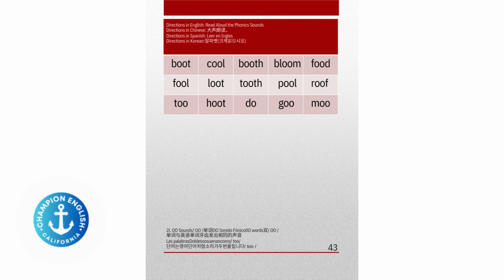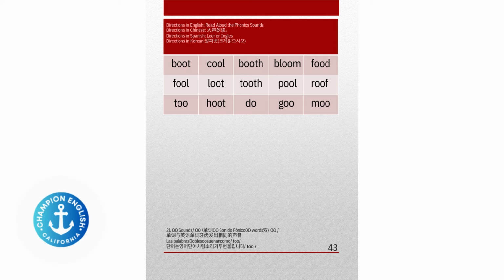Okay, students, what we're now going to do is we're going to take our time and we're going to sound out each word together. Are you ready? Come on. Yes, we are. Okay, here we go, students. B and oot, boot. K and ool, cool. T and ooth, booth. Bluh and oom, bloom.